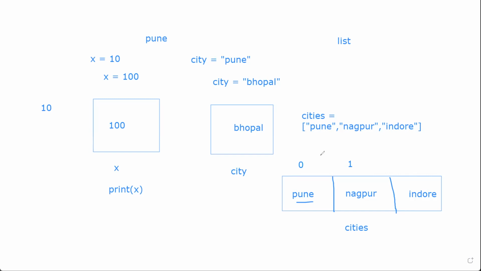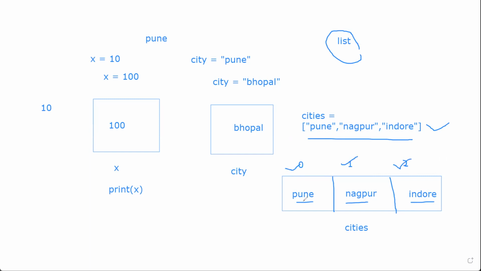At index 1, it is Nagpur. And at index 2, it is basically Indore. So if you want to store more than one value in a single variable, you will come up with a list. So this is a list. How is a list formed? In square brackets, comma separated values, and a list stores the values by index. So this is at index 0, this is at first index, and this is at second index.